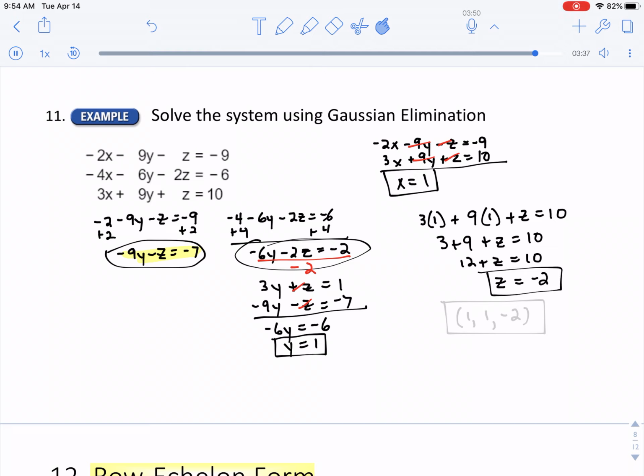I have now found my ordered triple, and that is the x value is 1, the y value is 1, and the z value is negative 2. And there's the solution to my ordered triple.